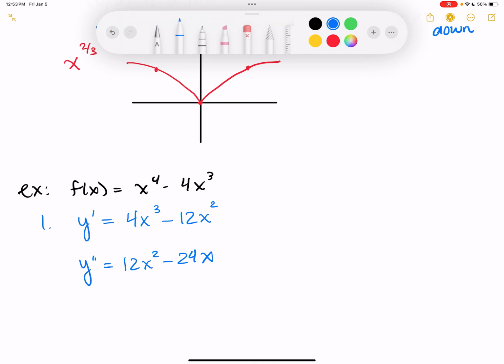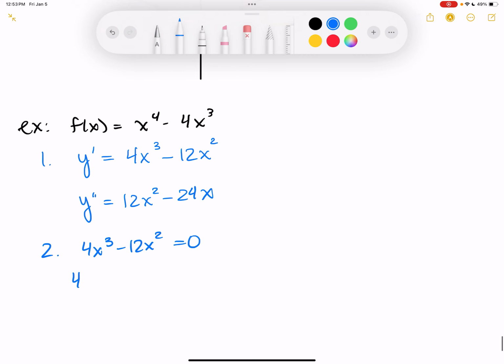All right, so now I want to find where my first derivative is 0, because that tells me what? What am I finding by doing that? Critical points. So I'm looking for critical points. So I'm going to set 4x cubed minus 12x squared equal to 0. I can factor out a 4x squared. That leaves me with x minus 3 equals 0. So x equals 0 and x equals 3 would be my critical points.